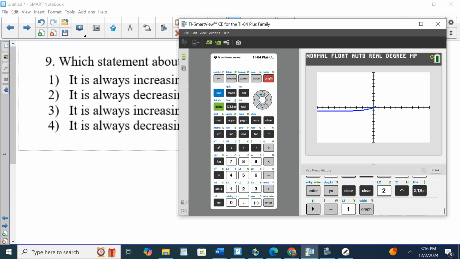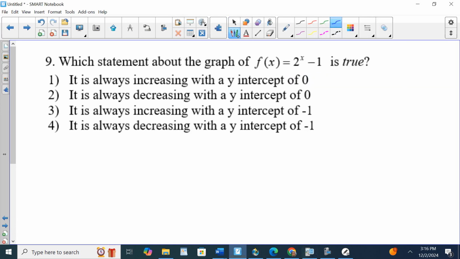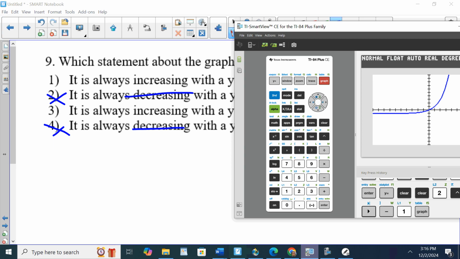Let's look at the graph first. It's always increasing or it's always decreasing. That thing is always increasing. So the decreasings are out. The y-intercept is 0 or the y-intercept is negative 1. Just by looking at it, I can see that the y-intercept is 0.